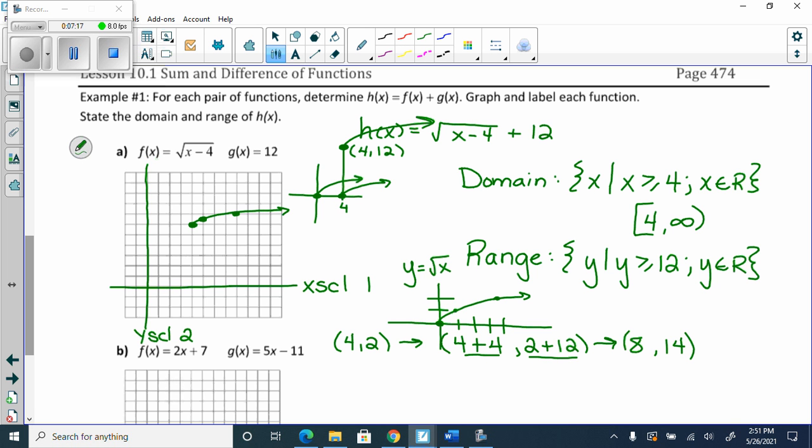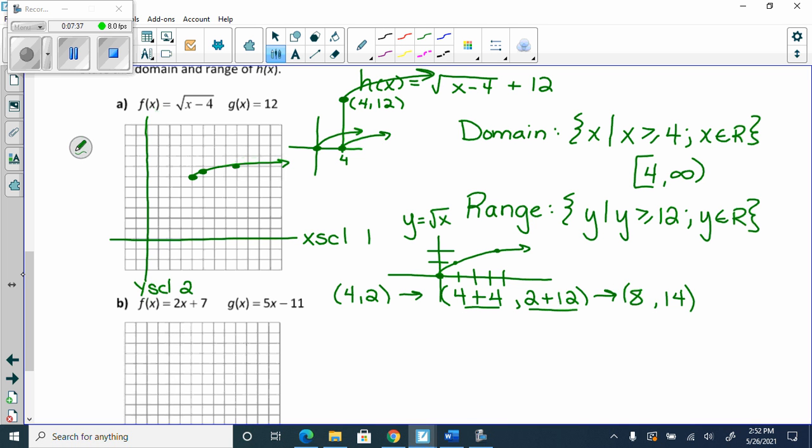Could you type square root x minus 4 plus 12 in your calculator and just draw it? You could. Yes. You need to draw it accurately. If you have a calculator, which you do, yes. Because you can use your table of values, you can plug in any x and get out any y, right? So accuracy is important.